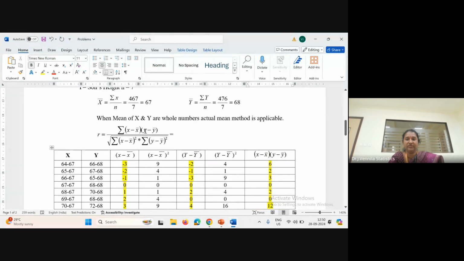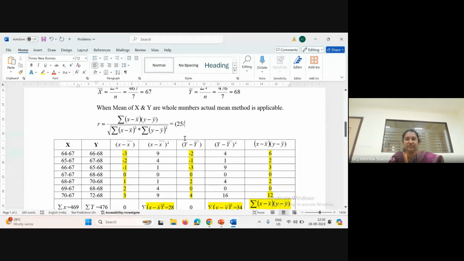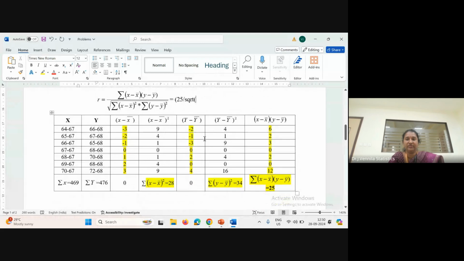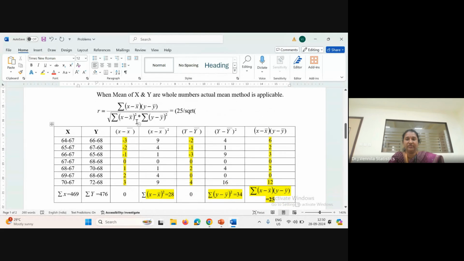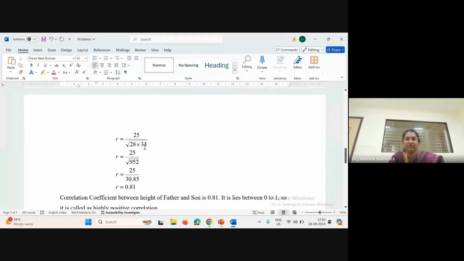Now you can see summation of (x minus x bar) into (y minus y bar); the last column value is 25. So 25 divided by the denominator, which is the square root of summation (x minus x bar) whole square, that is 28, into summation (y minus y bar) whole square, that is 34. Just substitute into the formula and you will get the result. See these steps: 25 divided by root of 28 into 34.